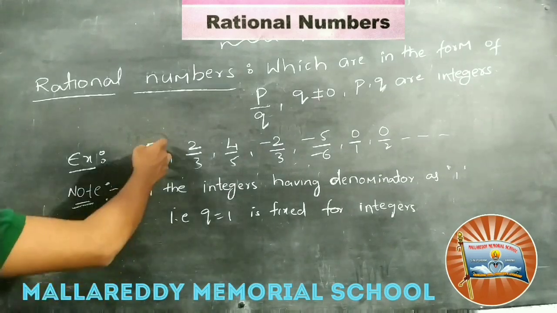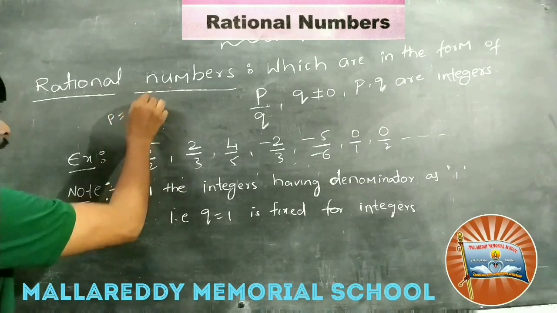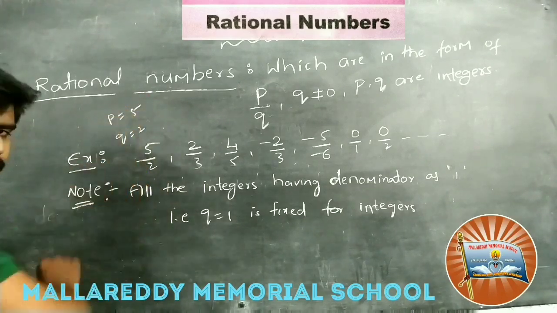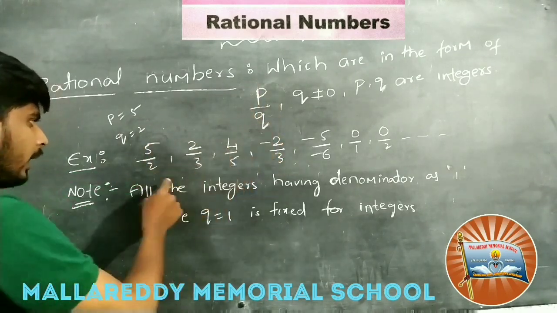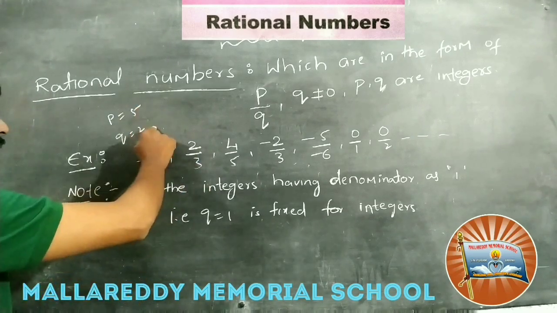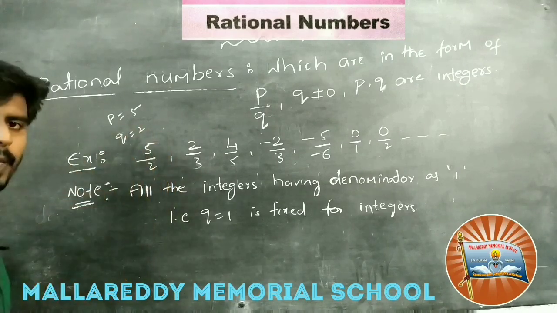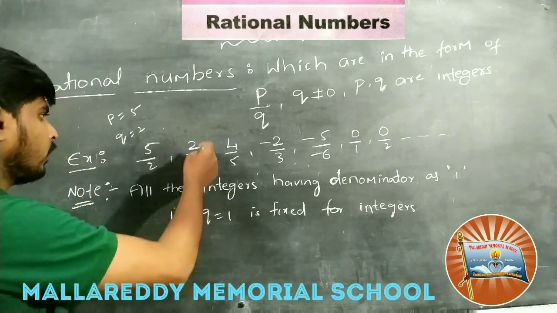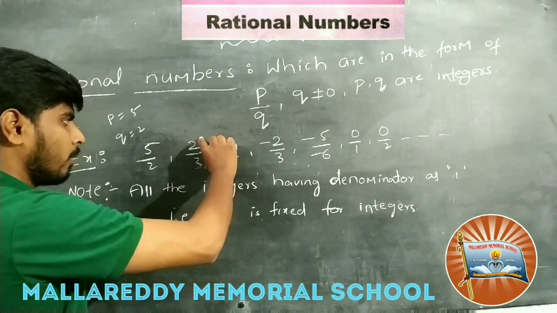Look at the example 5 by 2. Here P equals 5 and Q equals 2. Now it is in the form of P by Q, and the denominator 2 is not 0. And 5, 2 are integers. That is why 5 by 2 is a rational number. Look at the example 2 by 3. Here it is in the form of P by Q. Yes, it is in the form of P by Q.